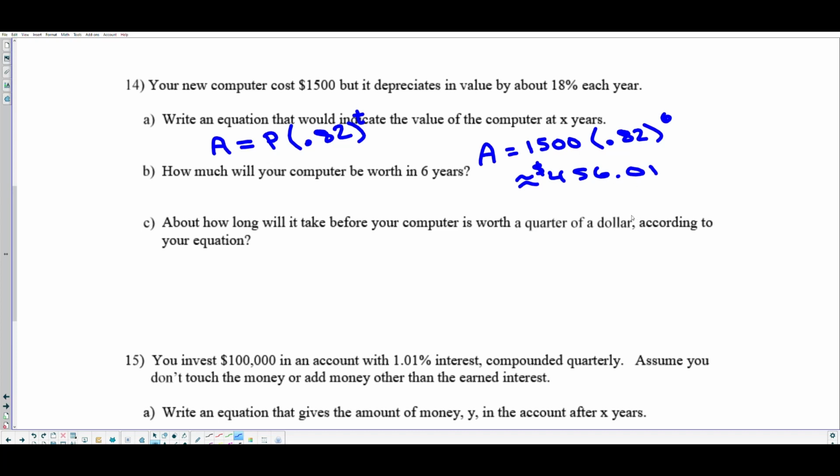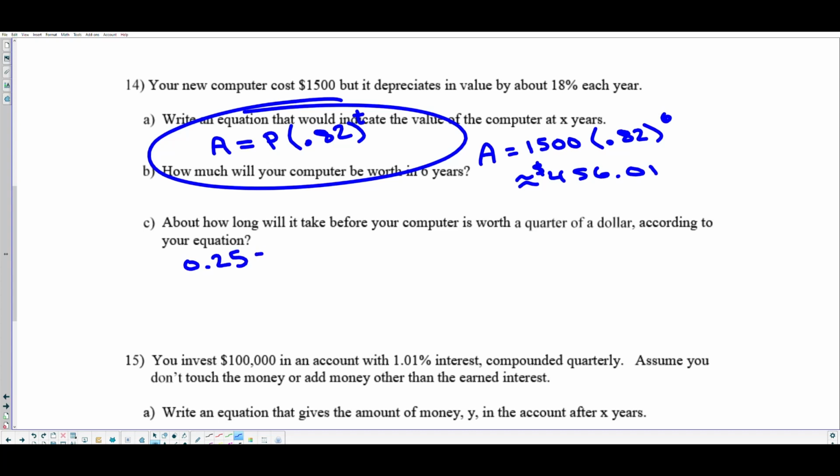Okay, letter C. How long would it take before your computer is worth $0.25 or 25 cents, according to your equation? So we're going to use the same equation here, and we're going to make it worth 25 cents, or 0.25. That's going to equal the principal, which is 1,500, and we're going to keep 82% of it, which means you lost 18% of it.